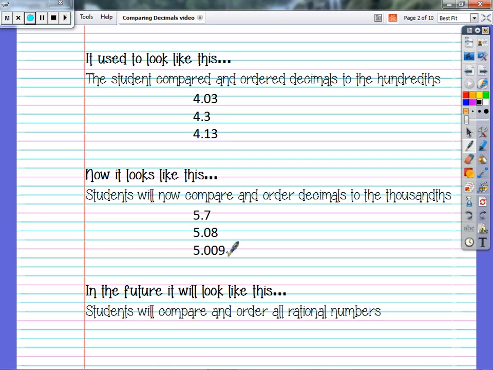In the future, it will look like this. The students will compare and order all rational numbers.